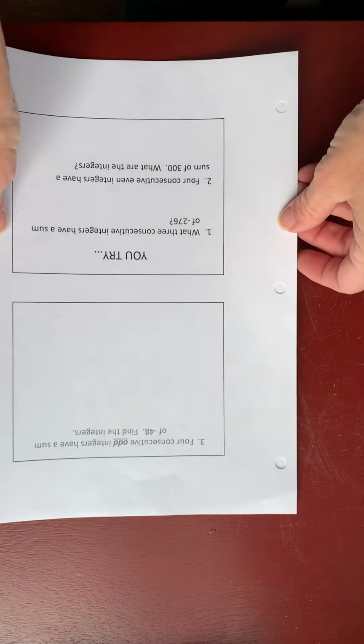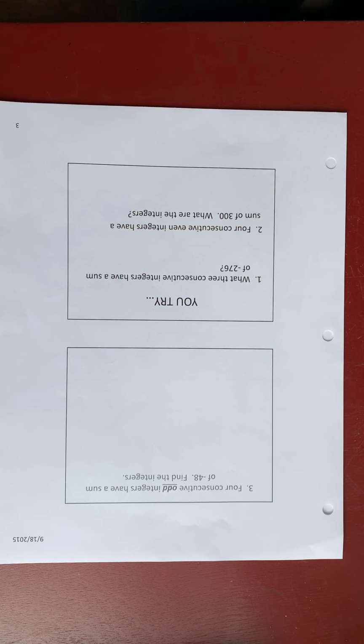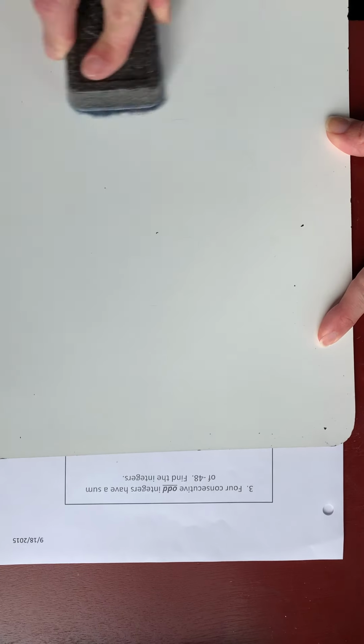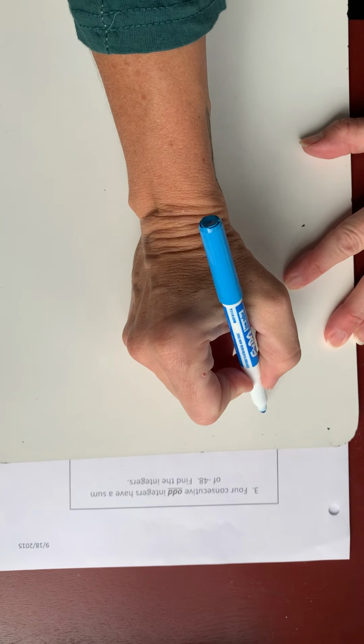Beautiful. Let's just try number 3, because this has a negative. The sum is a negative number, which some people get a little wonky with. Okay, now we have 4 consecutive odds. If you want to pause this and try it and come back, that's not a bad idea.